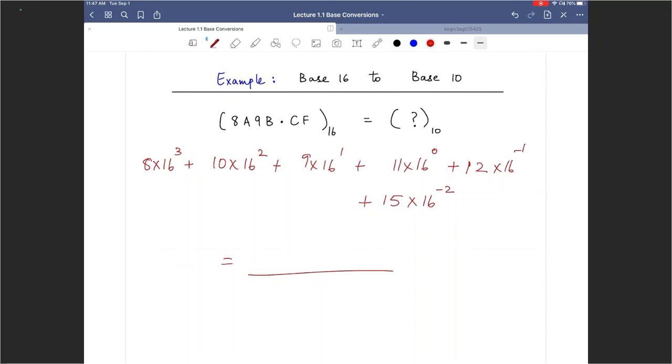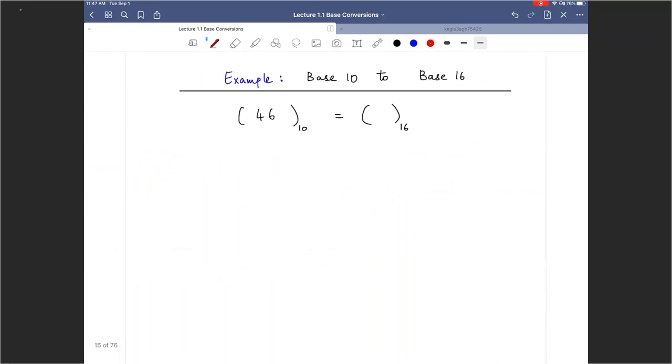Base 10 to base 16. This example should be pretty easy. Take 46, divide by 16. What do you get? 2 times 16 is 32. What is the remainder? 14 is the remainder. What should I write instead of 14? It should be a hex digit. E is absolutely right. So my answer here is 2E.